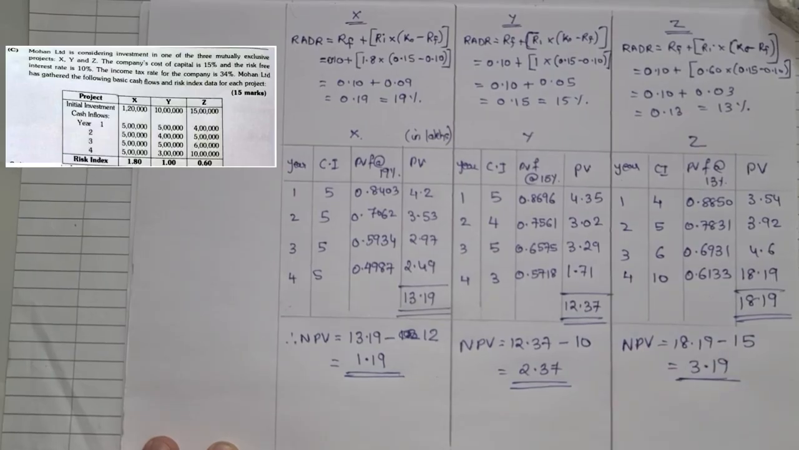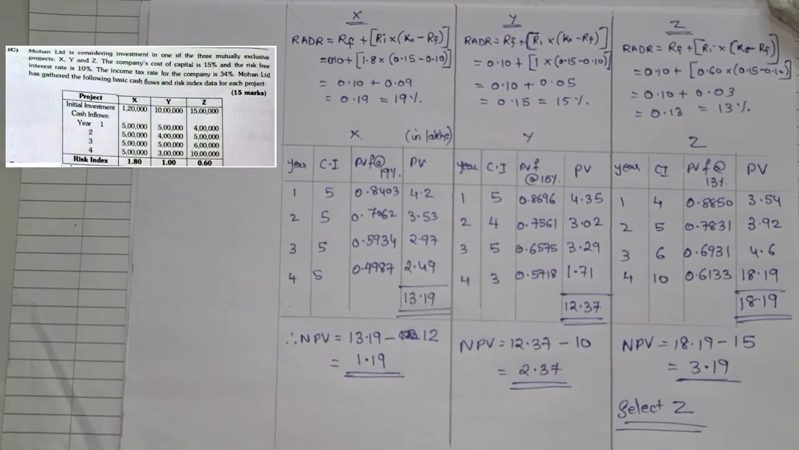Now among the three, which is the better option? Z is the better option, so we select project Z. This is how you had to solve question number 3C. I hope everyone has understood how to solve question number 3A, B and C from this particular question paper. With that we will be ending this video here.